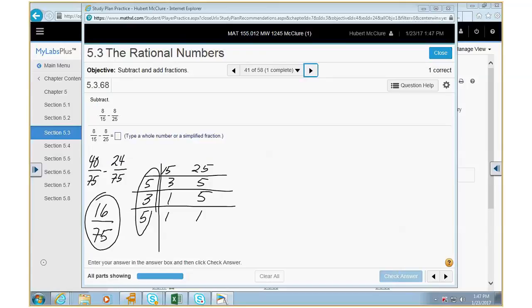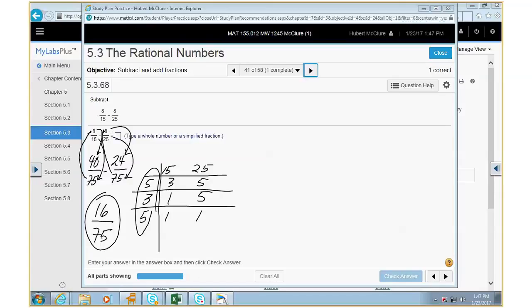No. If you don't get it first time, then you're just SOL. Which part? Oh, when you convert? Yes. 15 will go into 75 how many times? 5 times 8 is 40. 25 will go into 75 3 times. 3 times 8 is.